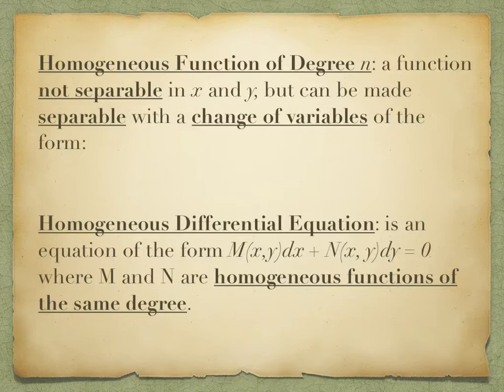Okay, so we're going to be able to do a change of variables, which you guys know how to do, right? Use substitution kind of thing, change of variables. And the change of variables is of the form f of tx, ty, equals t to the n f of xy.